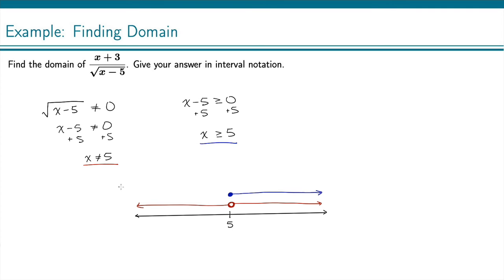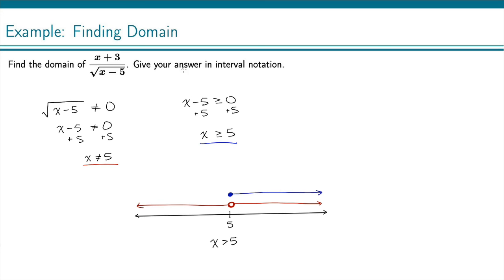And then for my domain, I need the overlap of these two. So the overlap doesn't occur until after 5, because at 5 I have a hole here, but after 5 it works out. And so I know that x needs to be strictly greater than 5.